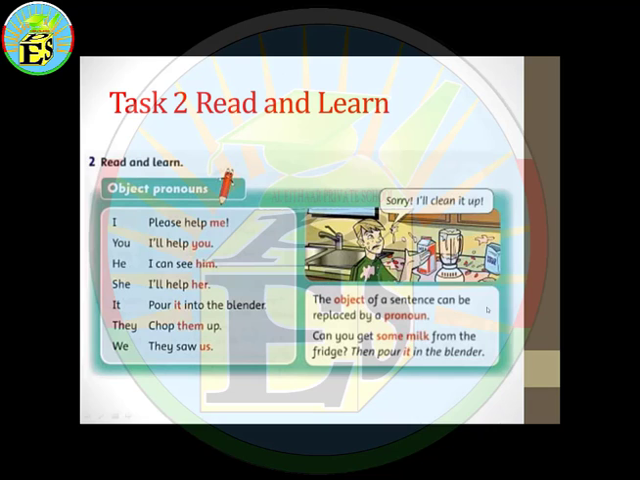The object of a sentence can be replaced by a pronoun, and this is the example that we talked about, that we put it, which is the pronoun, instead of some milk, an object pronoun. So please remember that the object pronoun him is for men, he, and we use the object pronoun her for women, and it for things or animals. So let's move to task number 3 right now.